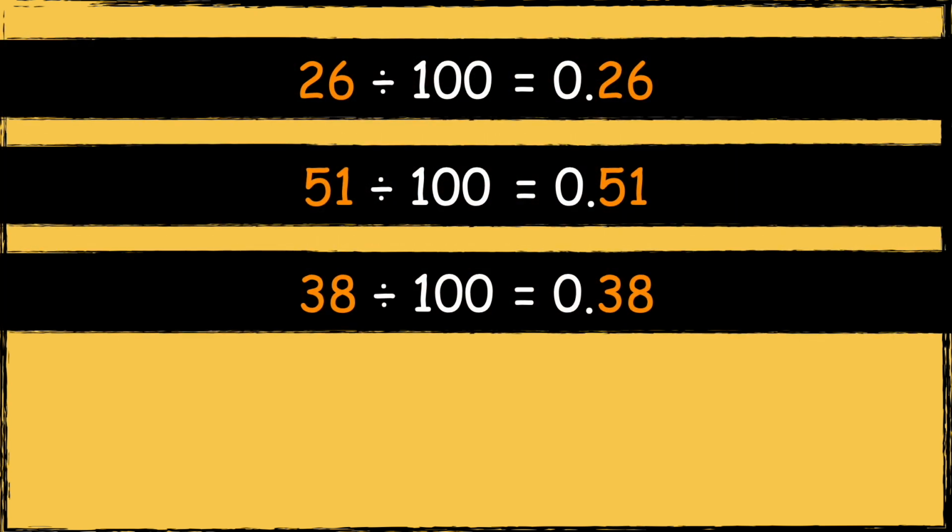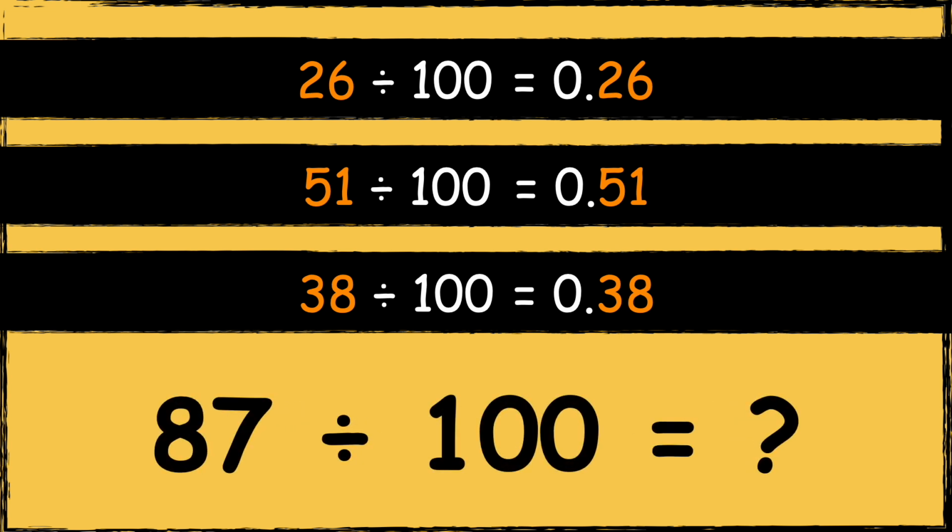Now it's your turn. Do you notice a pattern forming when we divide 2-digit numbers by 100? What do you think 87 divided by 100 will be? Let me know your answer in the comments.